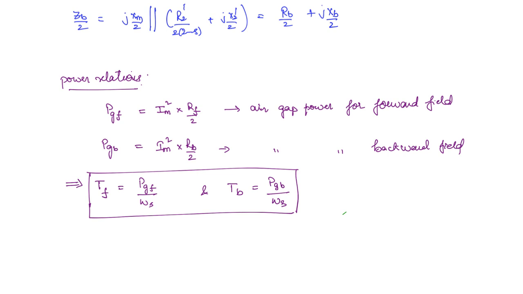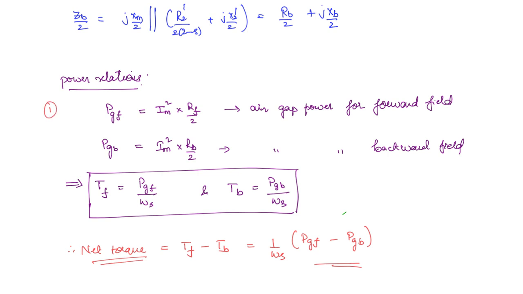So what will be the net torque? The net torque will be equal to the difference between the two, the forward rotating torque minus the reverse or backward torque. So you get 1 over omega s times the forward air gap power minus the backward air gap power. This is the net torque that you will obtain. You can number these equations 3, and this is the 4th.